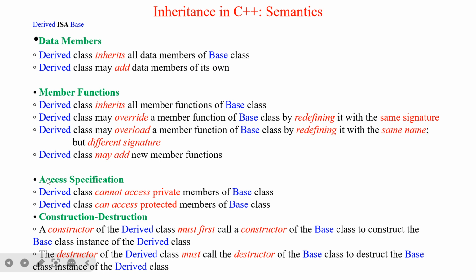According to access specification, the derived class cannot access private members and can access the protected members. According to construction and destruction, a constructor of the derived class must first call the constructor of the base class. Also, the destructor of the derived class must call the destructor of the base class.